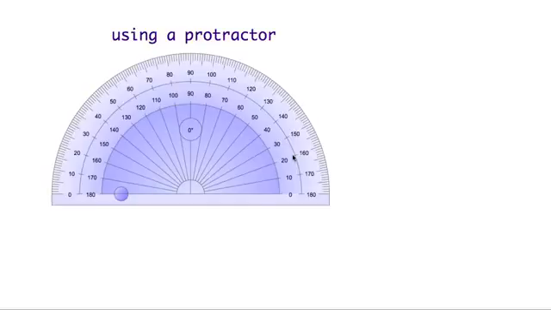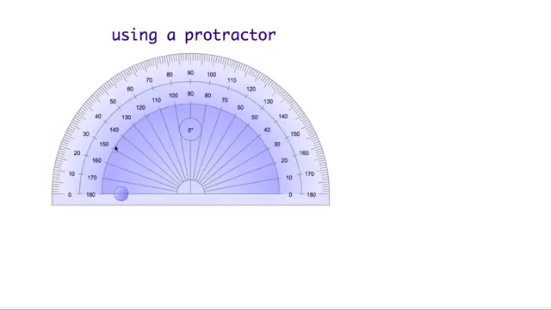This lesson is all about using a protractor and measuring specific types of angles. I have put a protractor on my screen. This is a half circle protractor. Sometimes it will be a whole circle protractor, but for the most part we'll be talking about using a half circle protractor.